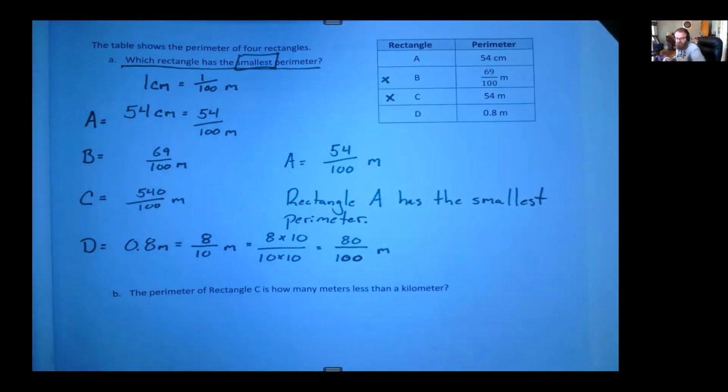Take a minute to make sure your part A looks like my part A. You can pause if you need to. Part B.